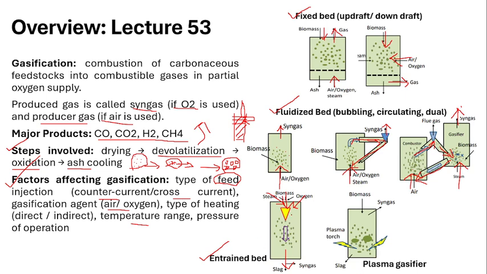So what is happening here is, following the biomass, the oxygen is supplied here. That is what entrained means. So one after the other, it is supplied. Okay, so first the biomass, then the oxygen and steam are supplied, and then the conversion happens. Finally, the syngas is collected from the bottom.